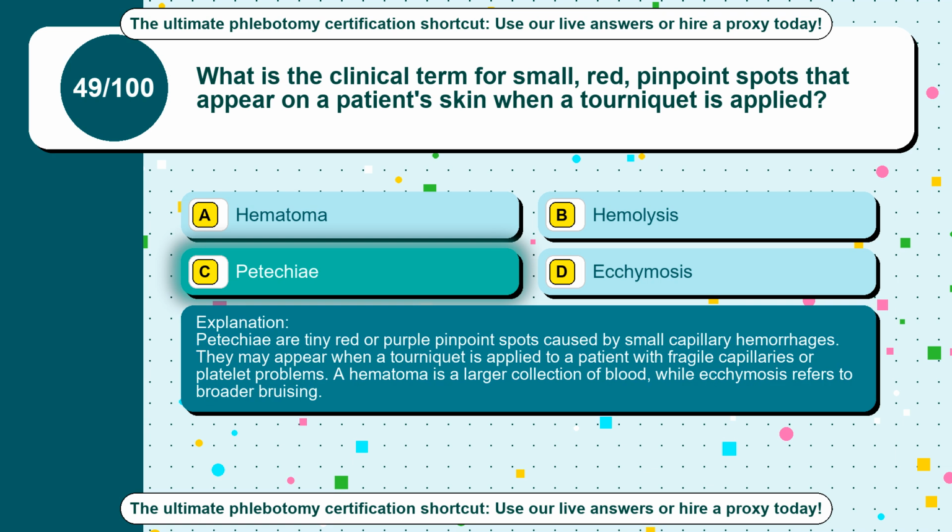Petechiae are tiny red or purple pinpoint spots caused by small capillary hemorrhages. They may appear when a tourniquet is applied to a patient with fragile capillaries or platelet problems. A hematoma is a larger collection of blood, while ichthyosis refers to broader bruising.